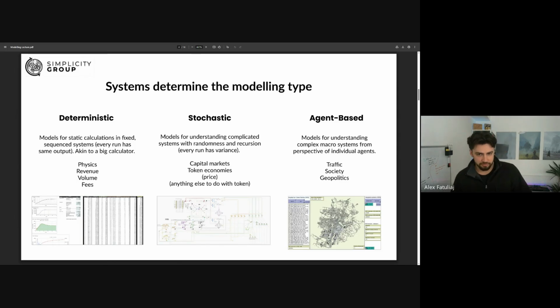Stochastic models are for more complicated systems, when you have randomness and when you have recursion. So this is for things like capital markets, or for realistically anything that includes a token, because deterministic systems primarily don't have recursion. For example, if I say the token price is $1 right now, and I'm going to have 1 million people buying $10 worth of the token, right now they're going to buy 10 million tokens.